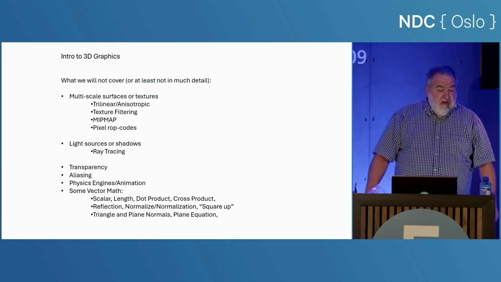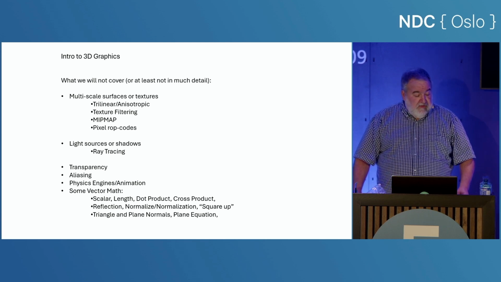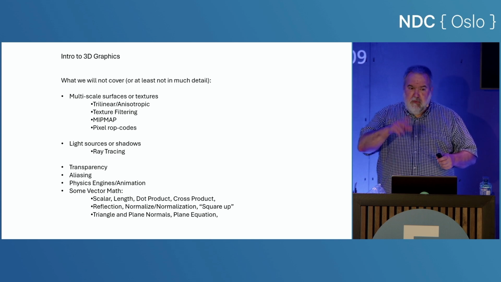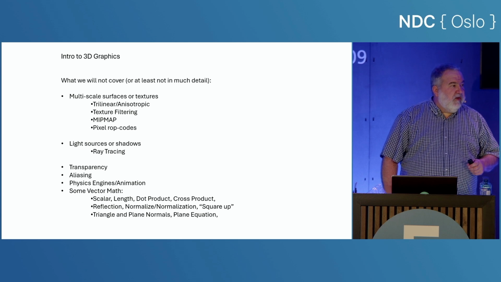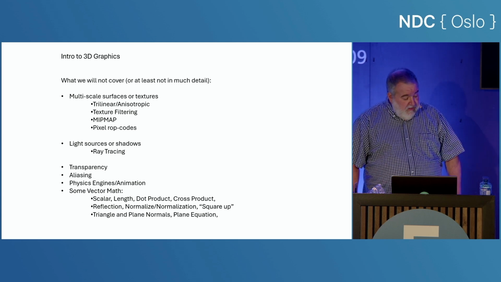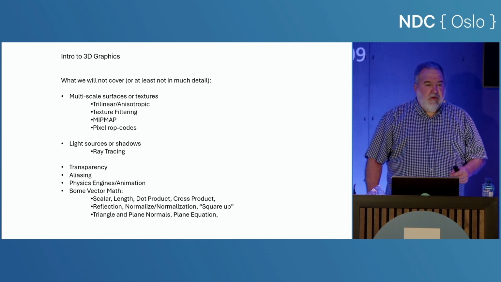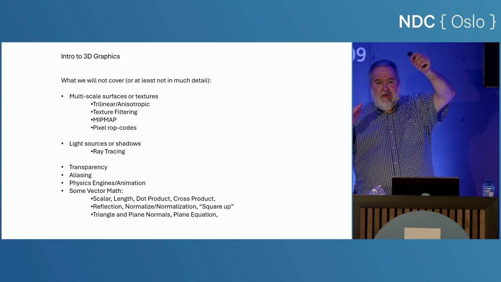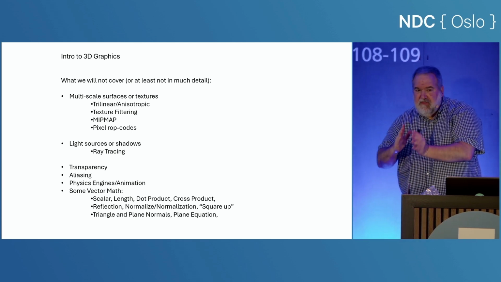Some things we will not cover in very much depth: multi-scale surface or texture options and ways of dealing with those. I may throw a couple of them at you. I'm not going to handle a whole lot of dealing with light sources or aliasing. You may have heard of aliasing in other graphics, when you have a diagonal line that goes from here to here, and rather than just having a square stair step, you interpolate pixels on either side to soften up the edge. I'm not going to bother dealing with that.